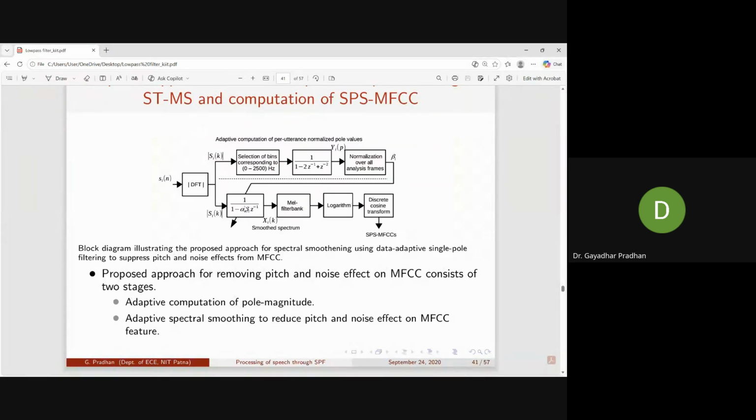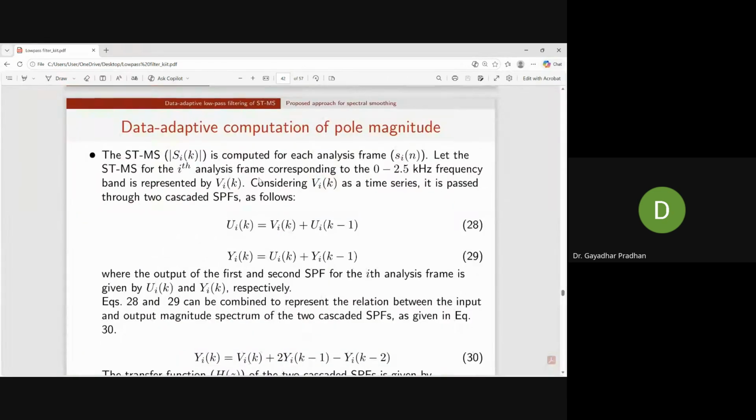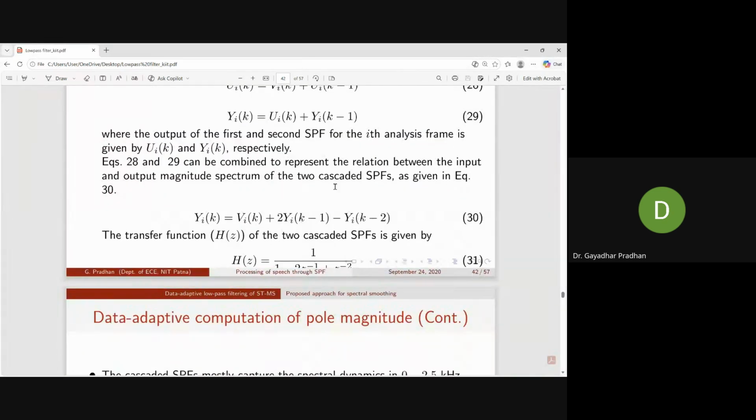Why am I multiplying by alpha? I will not allow this beta to go beyond 1. If it goes beyond 1, this is an unstable filter. Then this is the pipeline for MFCC feature computation. So if you look into it, this is the mathematics we have already discussed.